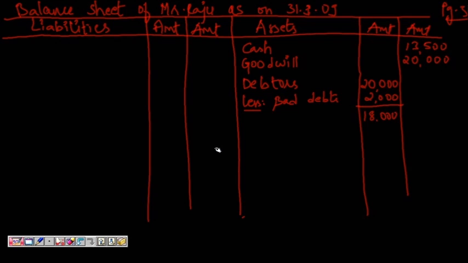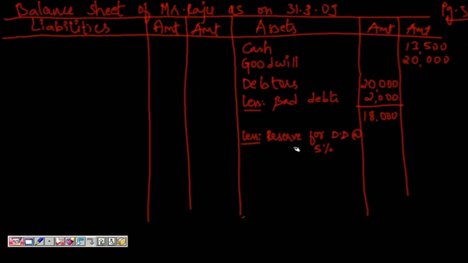Then he has given, provide 5% reserve for doubtful debts. So on 18,000 I'll provide reserve for doubtful debts at the rate of 5%. So write less reserve for doubtful debts. Okay, your DD indicates doubtful debts. It is not demand draft, it is doubtful debts at the rate of 5%. So how much is 5% of 18,000?